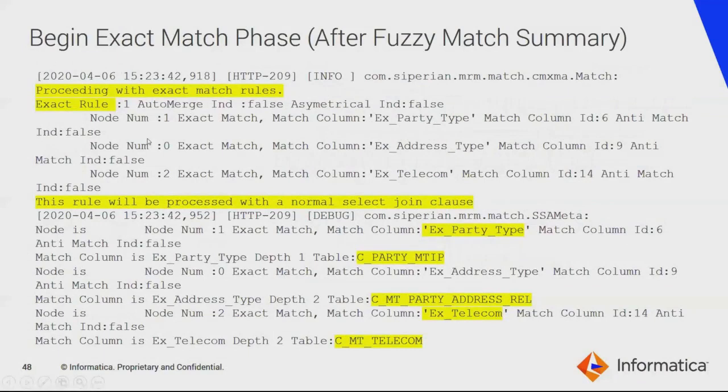And this is what the log looks like at the end of my job before the exact portion begins. So after my fuzzy portion ends and gives that summary, we will start to process and check to see if there's any exact rules. So we found one exact rule, and we ask, what are the exact columns for this rule? Based on that, I determine what MTIP views and joins I need to process those columns. So that's just what to look out for.